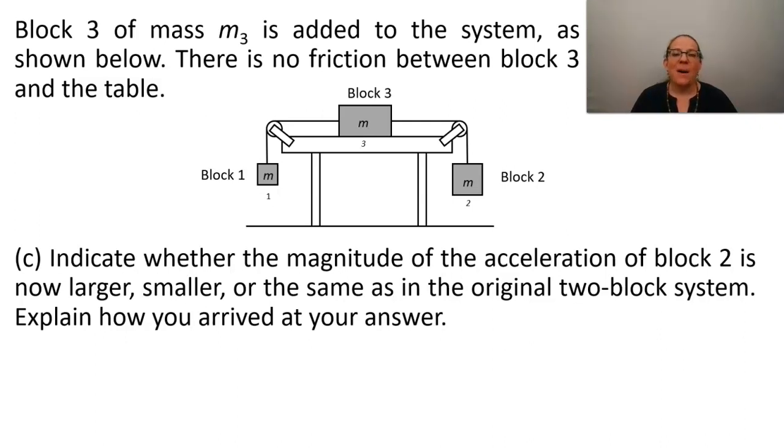Now, moving on. Block 3 of mass M3 is added to the system as shown below. There's no friction between block 3 and the table. Indicate whether the magnitude of the acceleration of block 2 is now larger, smaller, or the same as in the original 2-block system, and explain how you arrived at your answer.